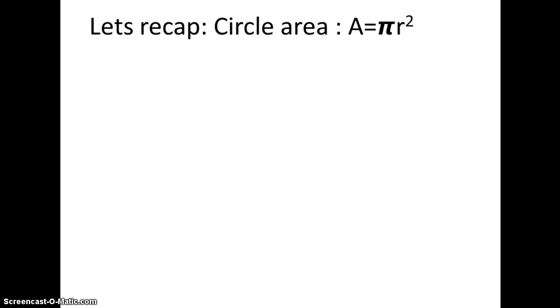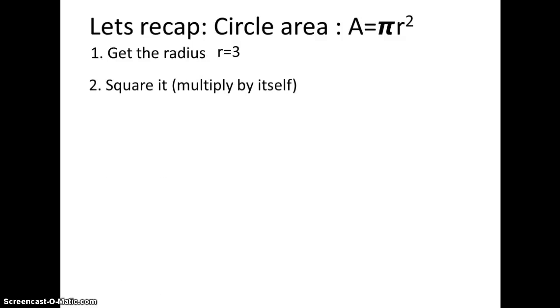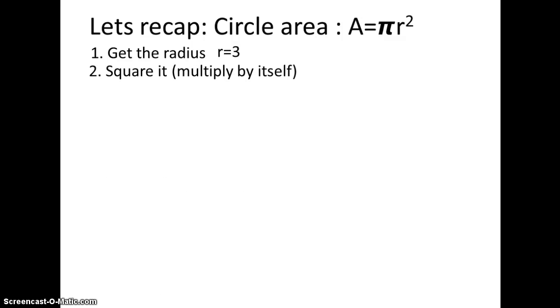So let's recap. Now we're writing in our notes. Next to let's recap, write the circle area is A equals pi times r squared. So number 1, get the radius. Write that down next to number 1. Get the radius. So in this case, the radius was 3. R equals 3.